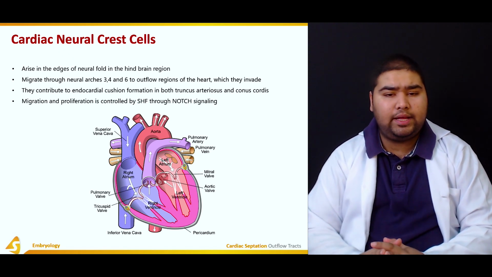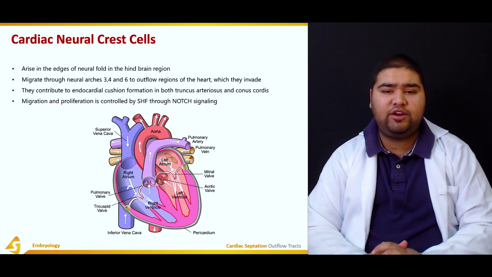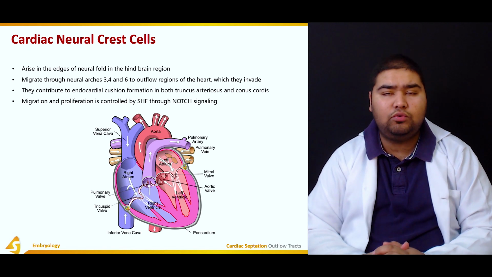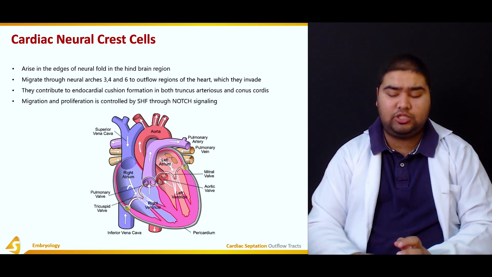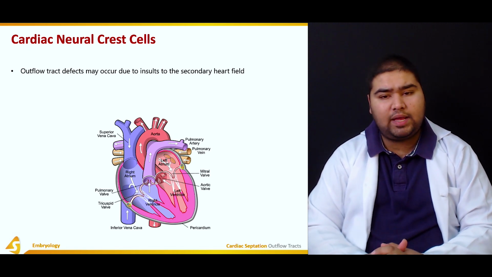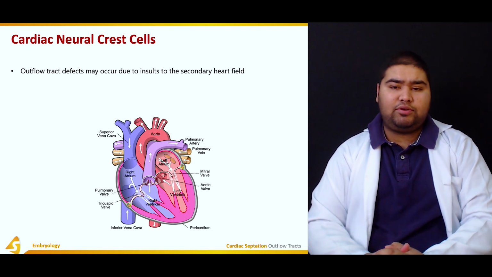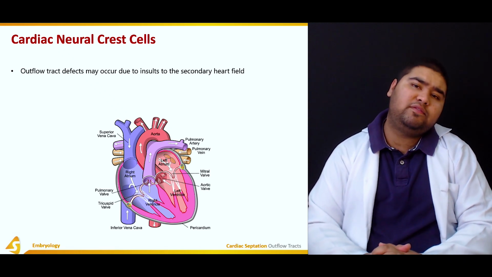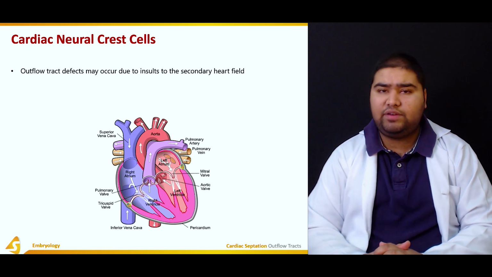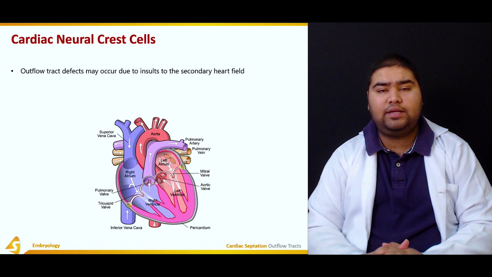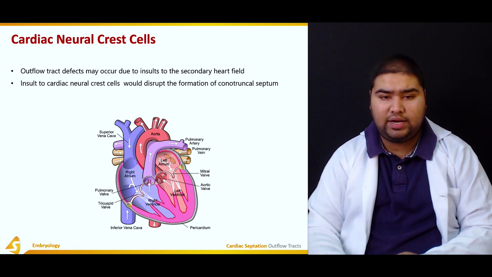This migration and proliferation is under the control of the secondary heart field through notch signaling. This has been mentioned earlier. So the outflow tract defects may occur due to insults in the secondary heart field. Any insult to the development of the secondary heart field or the migration and differentiation of the neural crest cells may result in defects of the outflow tract.